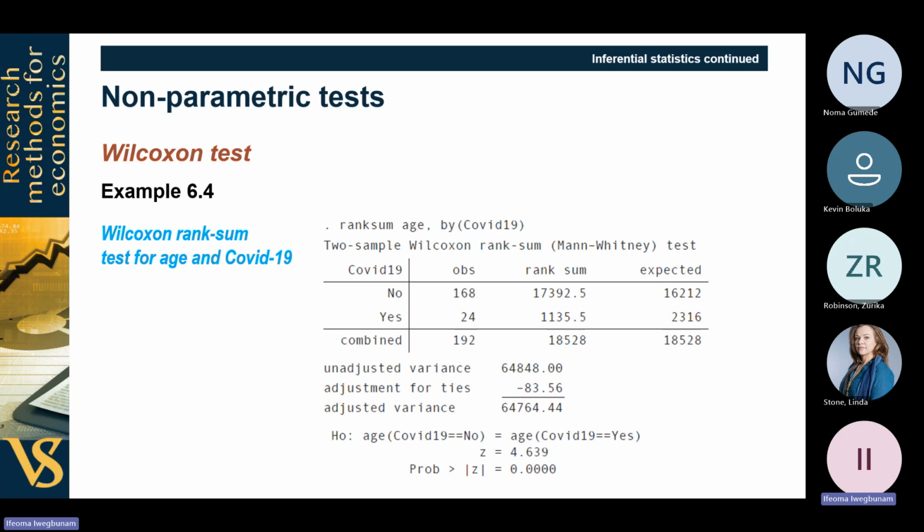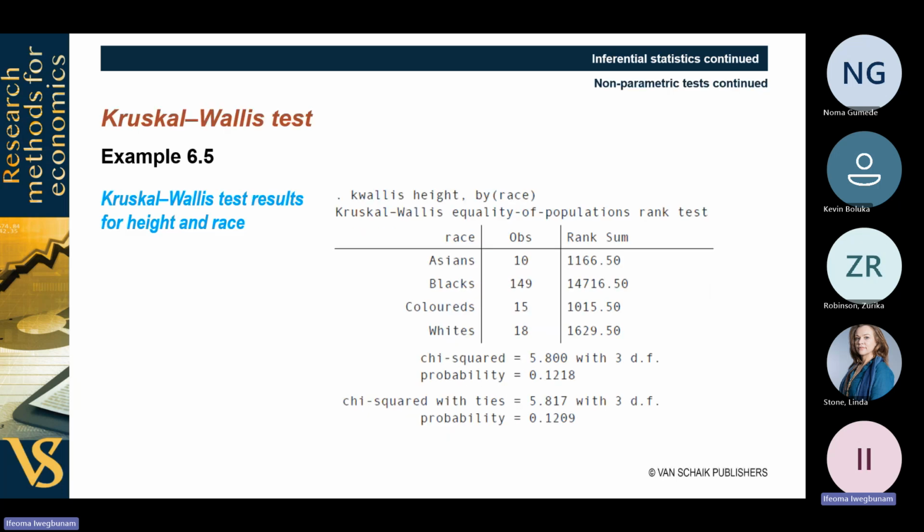It shows that there is a positive relationship between COVID-19 and probably the much older individuals in the society. So COVID-19 is much higher with the older individuals in society. When you go back to the textbook, you will see the whole interpretation there.